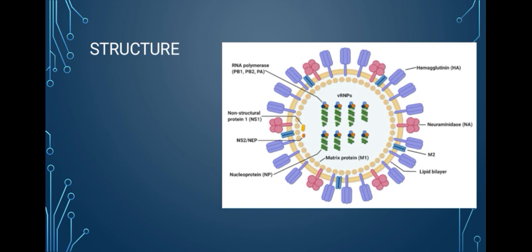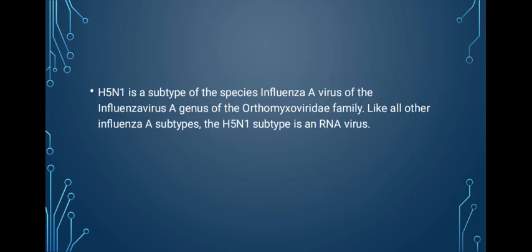Structure: RNA polymerase PB1, PB2, PA, non-structural proteins NS1, NS2, NEP, nucleoprotein NP, then matrix protein M1, vRNPs, hemagglutinin HA, neuraminidase NA, M2, lipid bilayer. H5N1 is a subtype of the species influenza A virus of the influenza virus A genus of the Orthomyxoviridae family. Like all other influenza A subtypes, the H5N1 subtype is an RNA virus.